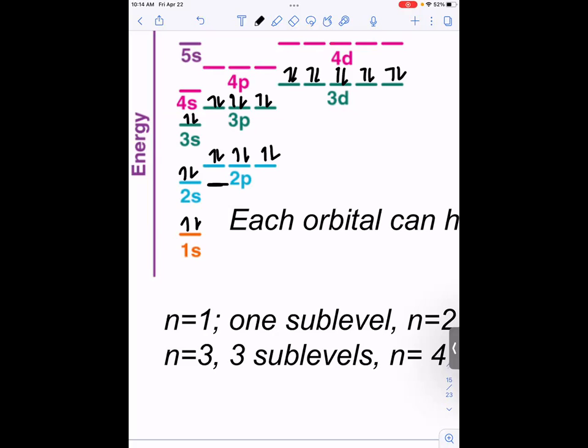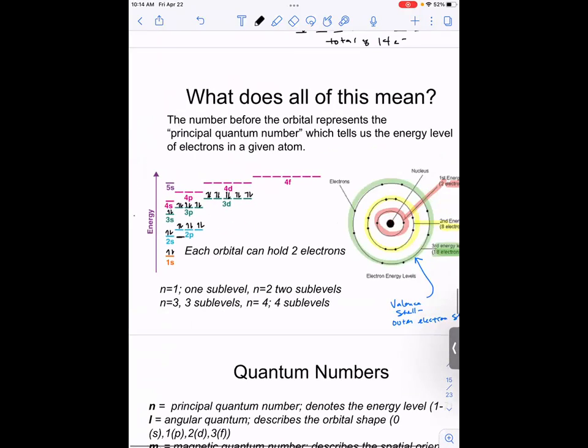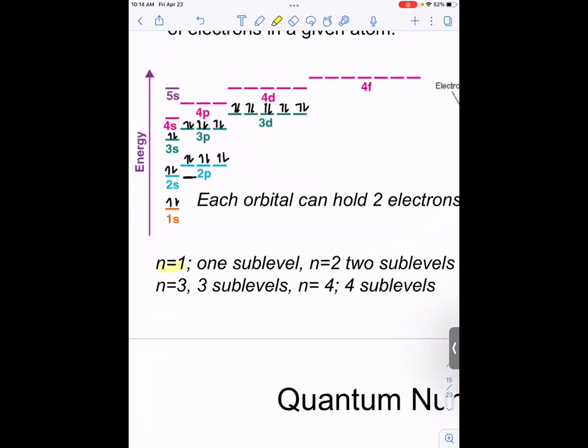So right here, again, the principal quantum number n, if it's 1, there's only 1 sublevel. So you can see that that's 1s.